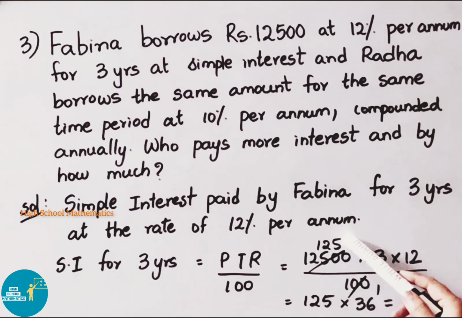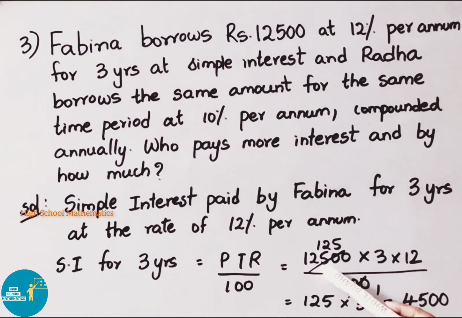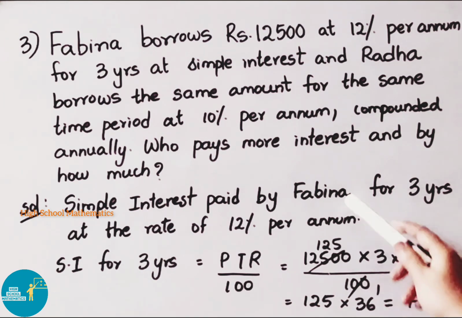100 times 125 is 12,500. So write down 125 into 3 into 12, which is 36. On multiplying these two numbers we get 4,500 rupees. Therefore, simple interest for 3 years is 4,500 rupees, that is paid by Fabina.